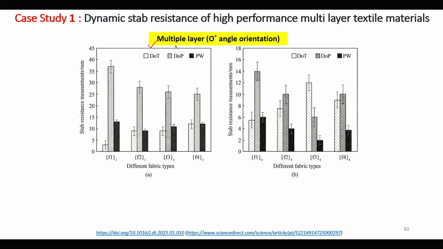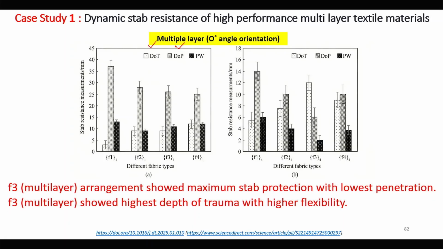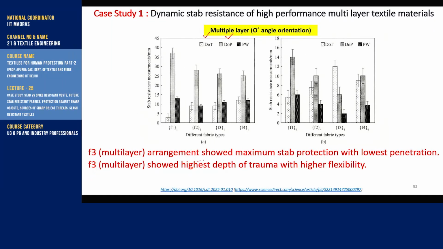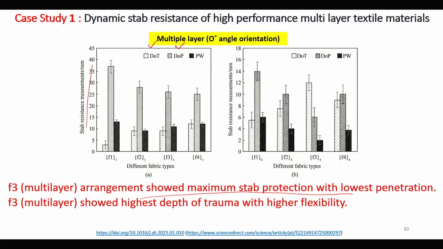Now, depth of trauma, depth of penetration, and penetration width. So, the F3 multilayer arrangement shows the maximum stab protection with the lowest penetration. So, the stab resistance here, we can see that the F3 arrangement, this is the depth of trauma and here the depth of penetration.